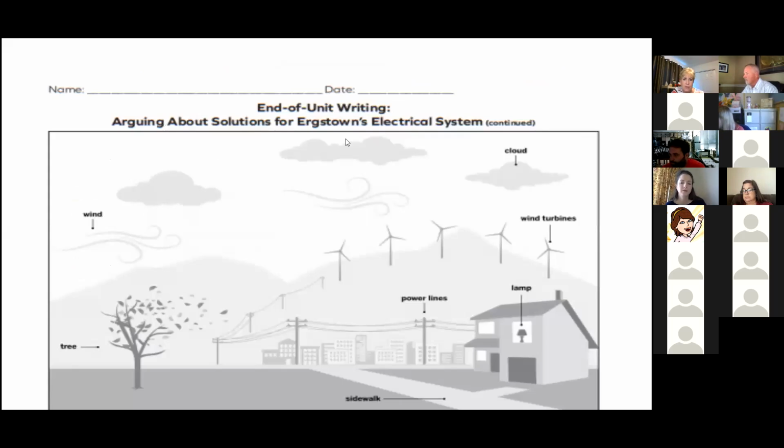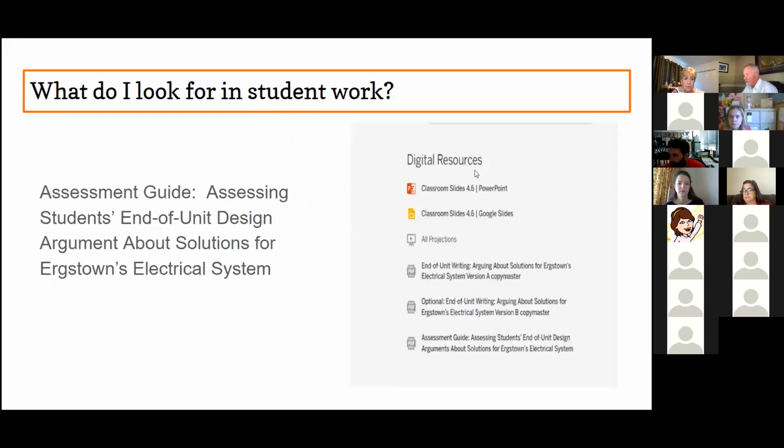Okay, and again, we looked at how that's the picture that the students have duplicated to go with their questions that they're answering there. Okay, now when we go to look at their end of unit design argument, you're going to find that the assessment guide that we're going to be looking at in the next few slides is right there from that digital resources list on the right-hand side of the screen.